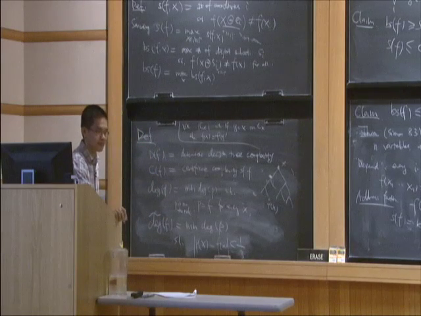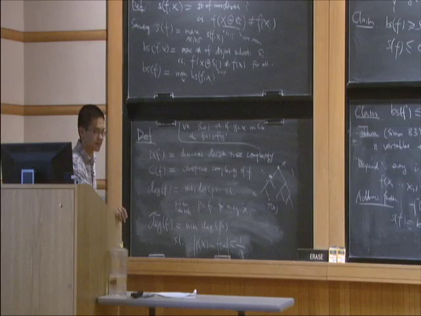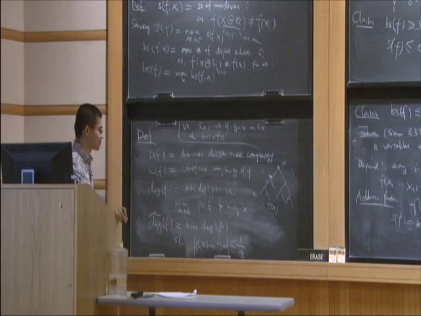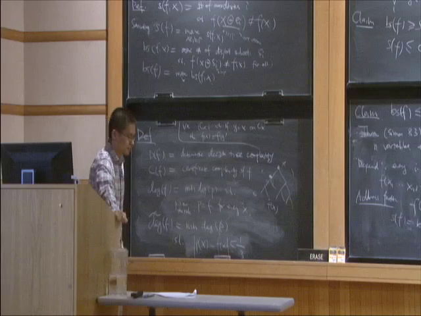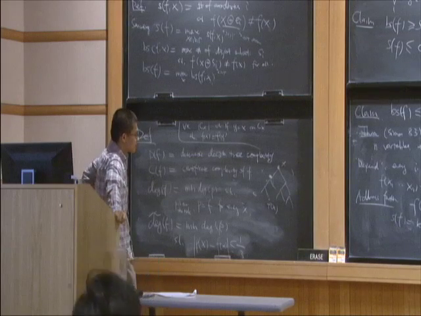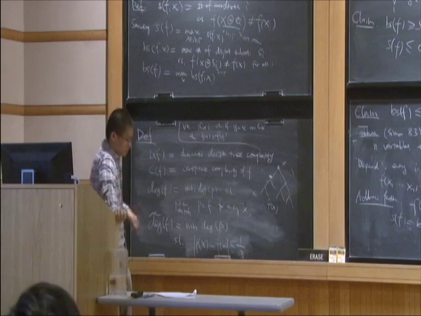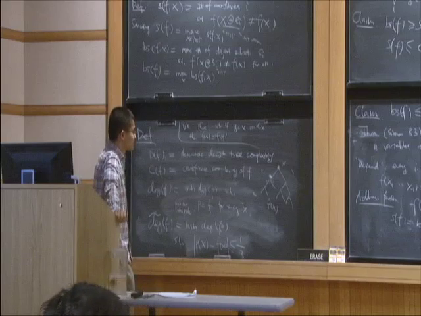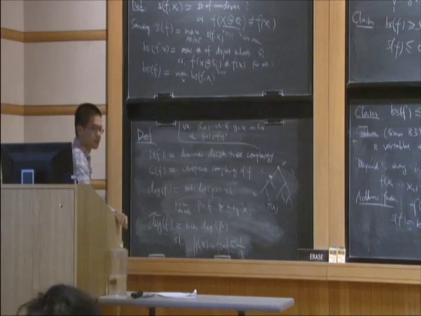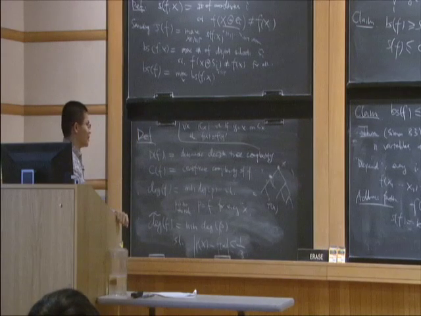For decision trees, it's a natural analog for non-determinism. You guess where to look. In a deterministic decision tree, you look where it takes you. Here you can just guess where to look. And D of f was depth or number of vertices? Depth. It's the depth, yeah.